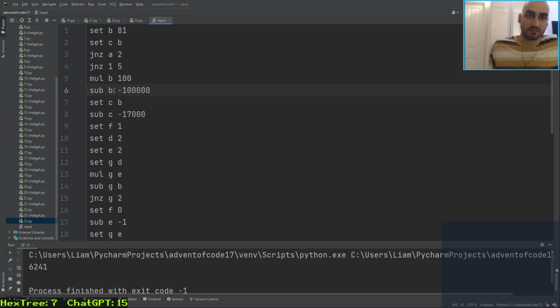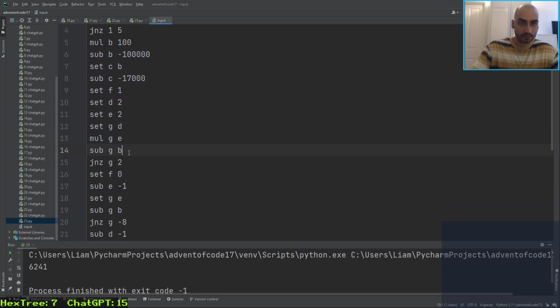Subtract 100,000. And set C to be B as well. Okay, so B and C are now both some big negative number. And C also subtracts a further 17,000. Fine. F is 1, D is 2, E is 2, G is D, so G is also 2. Multiply G by E. G subtract B. Oh my god.